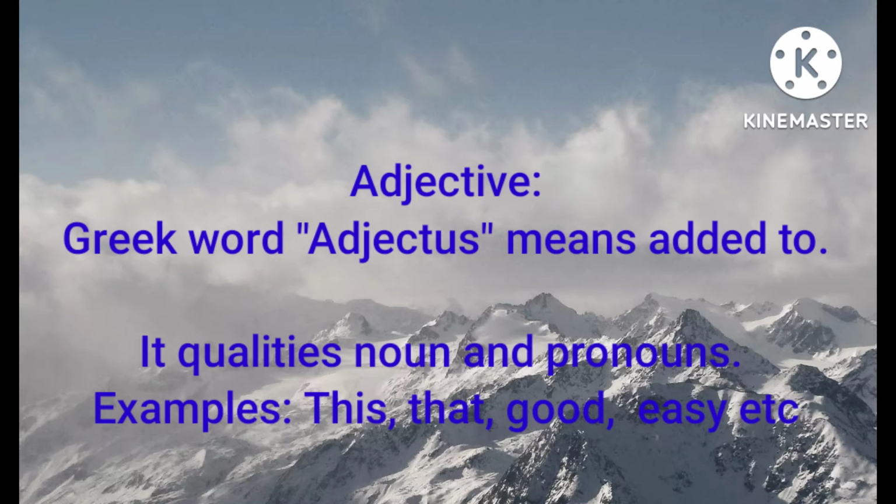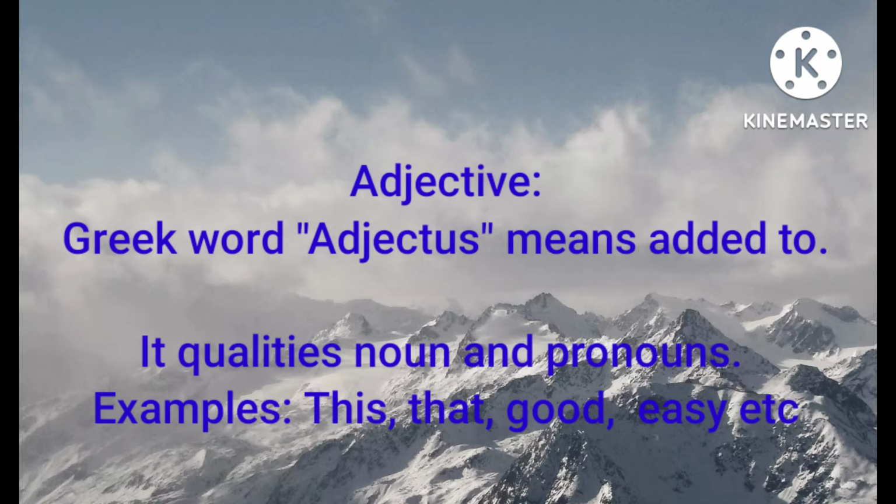The first one I have selected is adjective. Adjective is a Greek word, adjectus, which means added to. So adjective is a part of the English language that qualifies noun and pronoun. As an example, we can say this, that, good and easy.